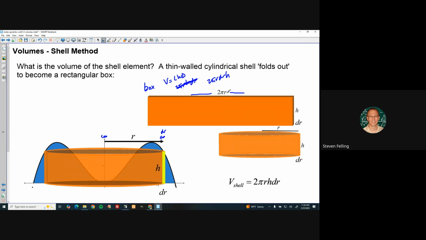Now, why is that 2 pi r? Because if this radius is r, then this box's length is the distance around that we're going to open up, and that's just the circumference of that circle, which is 2 pi r. Then there's a height that we're labeling h, and then there's this little width here, dr, but that ends up being the thickness of the box. So it ends up being 2 pi r times h times dr. This is the volume per shell.